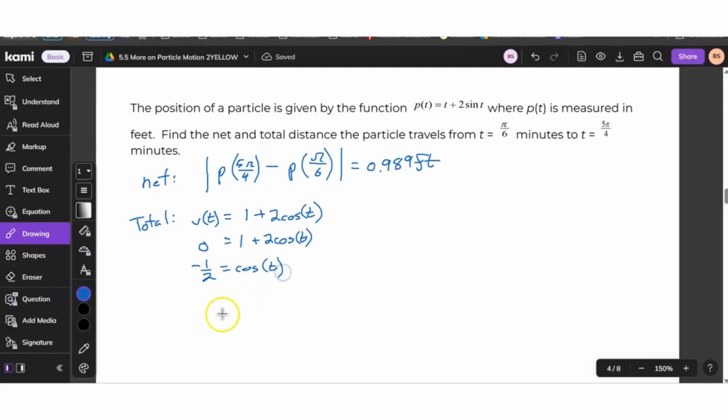I moved over the 1 and then divided by 2, so I get negative 1/2. Cosine of t is equal to negative 1/2 at 2 pi over 3 and 4 pi over 3. That's going to be in quadrants 2 and 3, so that's where it's going to be negative. Which one of those doesn't matter? The one that is outside the interval.